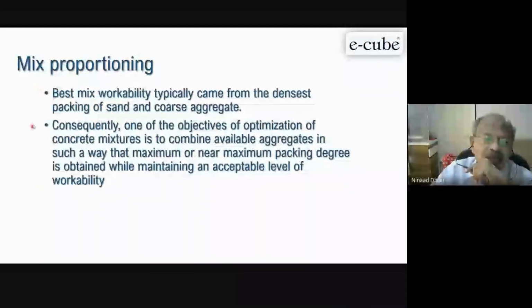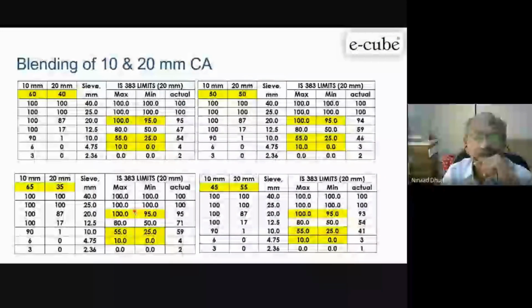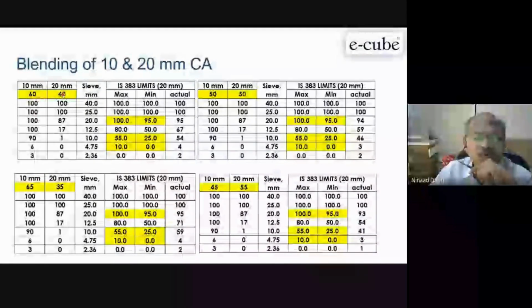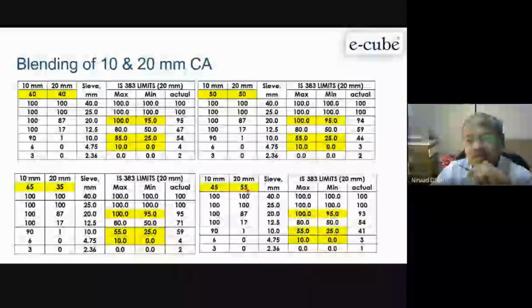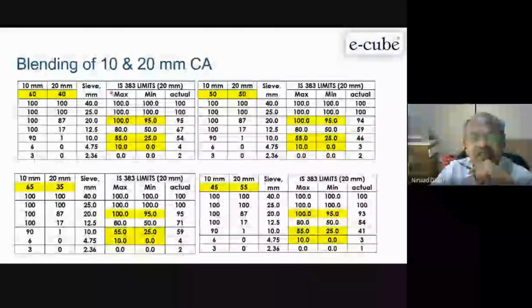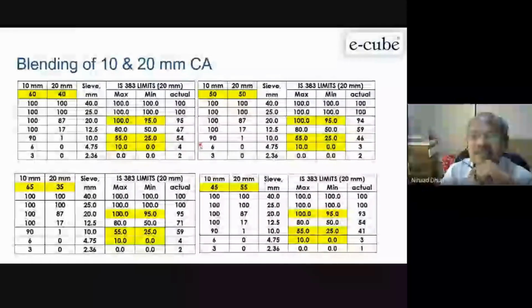This one has to remember as a concrete technologist, to make good economical concrete within the budget. You can go for such things. This we'll discuss. I think we don't have much time. This is how combinations go: 60-40, 50-50, 65-35, 45-55. When you go for mix design, we'll discuss this in detail.